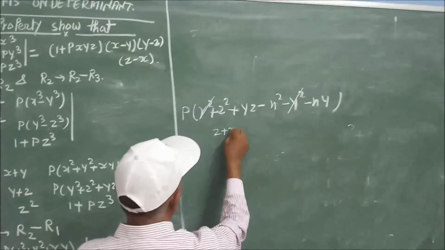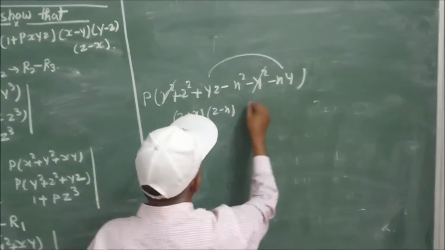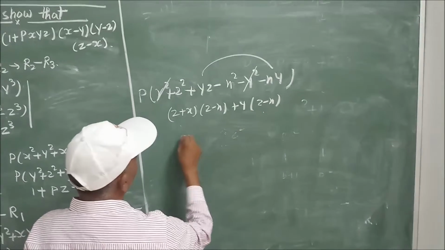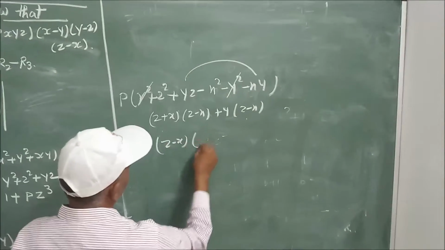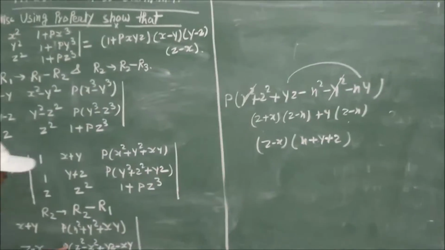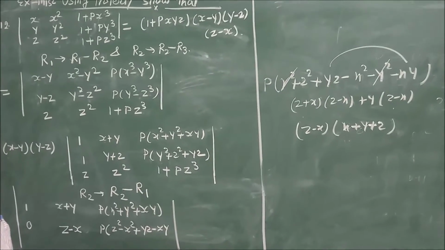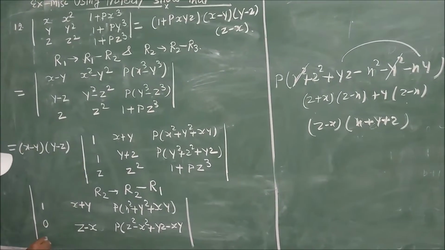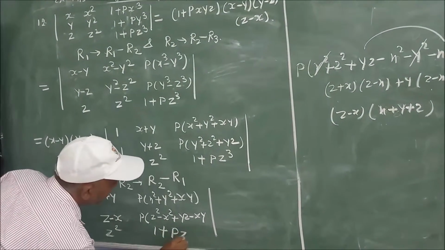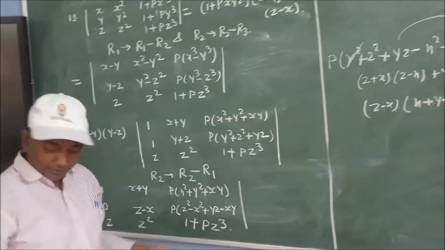So this can be written as z plus x into z minus x, and from these two terms you can take plus y as common. So this will be your again z minus x. So from these two terms you can take z minus x as common. So this can be written as x plus y plus z. So solving these terms, you will write this will be equal to z minus x into x plus y plus z, and last term will be z square 1 plus p z cube. So watch, this calculation is important to read this.